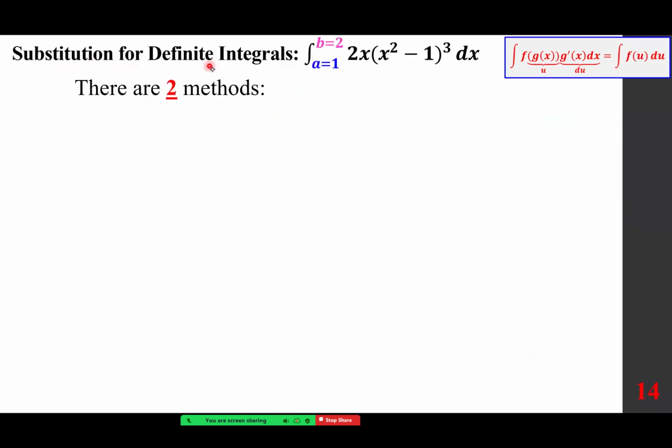Substitution for definite integral. The integral from 1 to 2 of 2x times (x squared minus 1) cubed dx. There are two methods. Class, when we want to do this by substitution, you can always go back to the original variable or just find the new limits. First and foremost, I'm going to put the 2x next to dx so it becomes clear to everybody that the more complicated polynomial, in this case x squared minus 1, is a choice of u, and du is 2x dx.